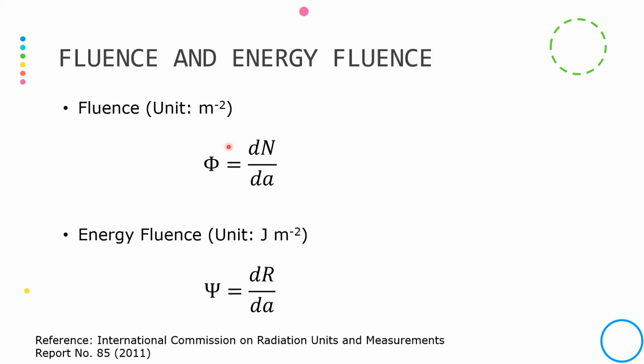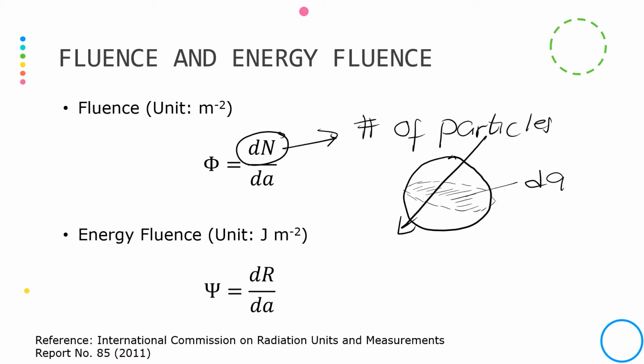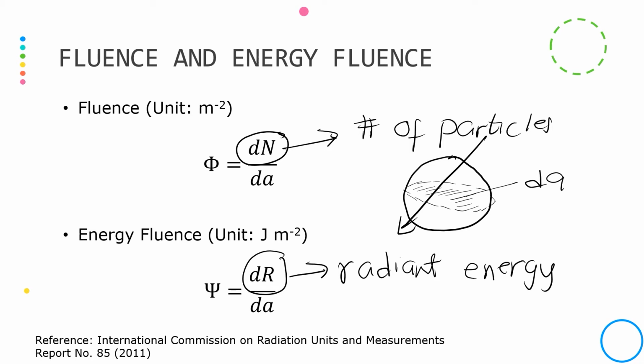The fluence, with the symbol capital Phi, is the quotient of dN by dA, wherein dN here is the number of particles incident on a sphere of cross-sectional area dA, as shown. The energy fluence, psi, is just the quotient of dR by dA, wherein dR here is the radiant energy incident on our sphere of cross-sectional area dA. The use of a sphere of cross-sectional area dA expresses in the simplest manner the fact that one considers an area dA perpendicular to the direction of each ray or each particle.